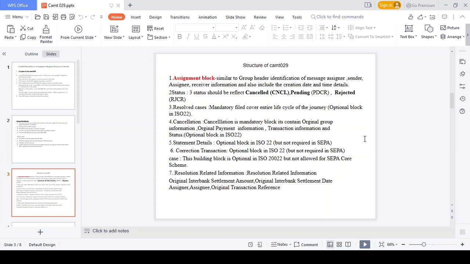Correction transaction is an optional block for ISO 2022. It's not required for the SAFE payment. This correction transaction block is not allowed for SAFE payment. Already I said that. Resolution related information: you can see the original interbank settlement amount, original interbank settlement date, assigner, assignee, original transaction reference number. This is the information you can see in the resolution related information block.